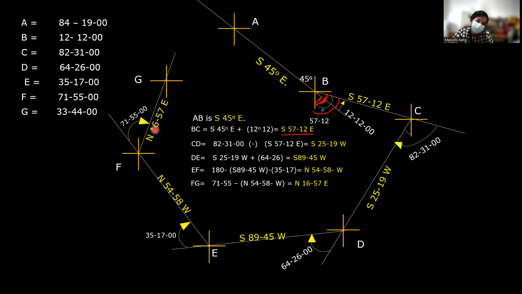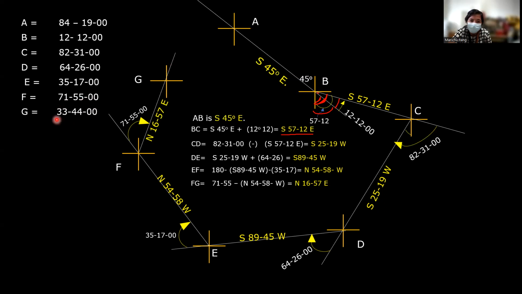Okay, so if this is a 16, right? This small one, we just subtract 71 by 54. This is 16 degrees, 57 minutes east. If this is 1657, therefore, this is also the back bearing. This is 1657. And then therefore, this small opposite angle is also 16 degrees 57.